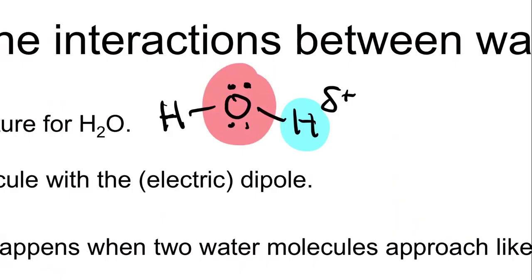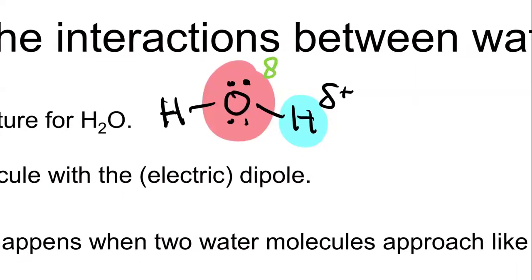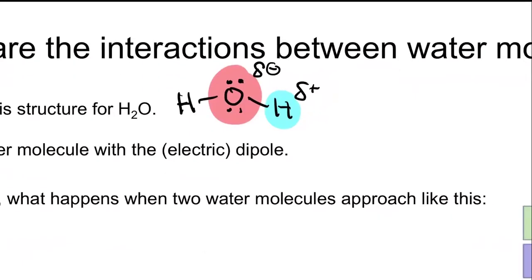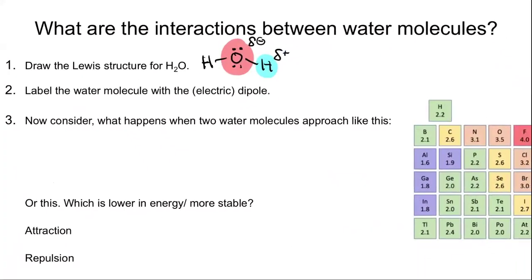I do a figure eight on the 8, but just stop, short. I don't want to finish it up. I'm going to stop on the top and partial minus because it's the more electronegative one. So this is my electric dipole. I have my partial plus and my partial minus. And it says label the water molecule. Okay, I did that. I gave it its plus and its minus.